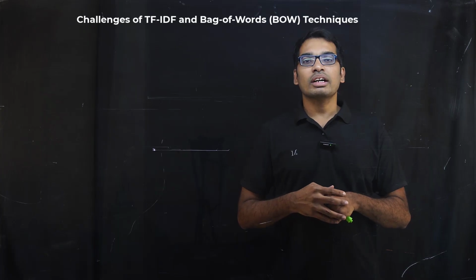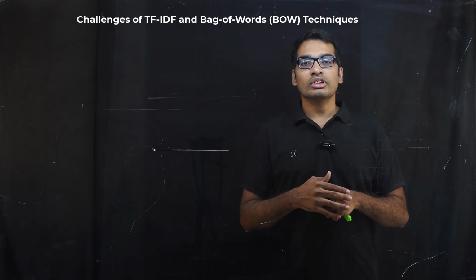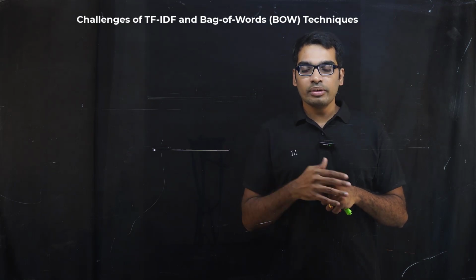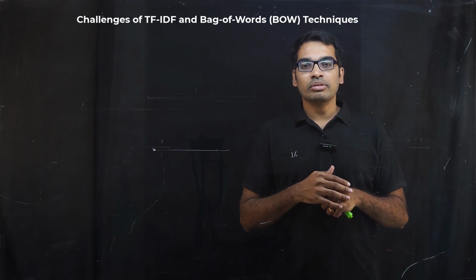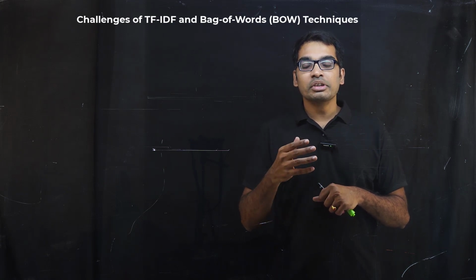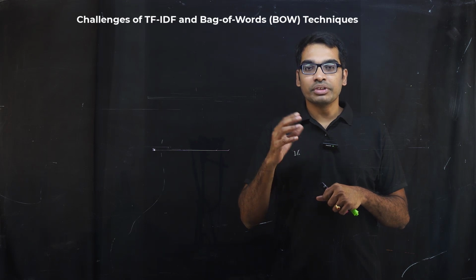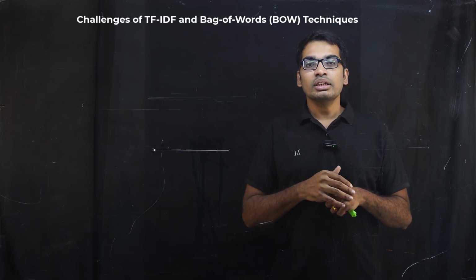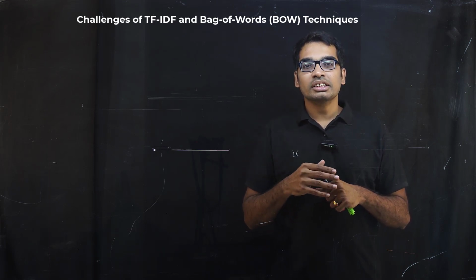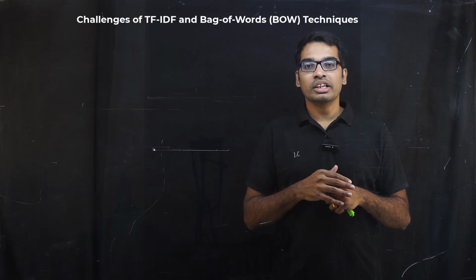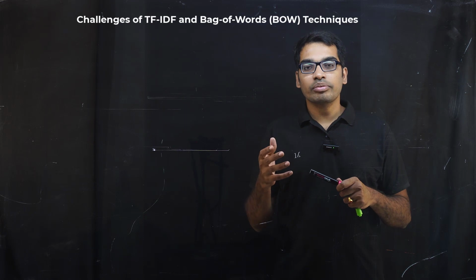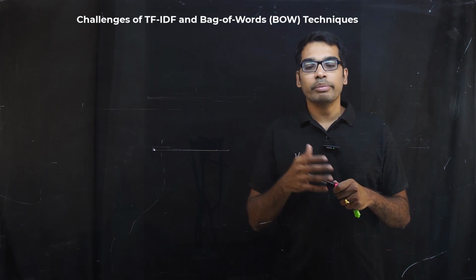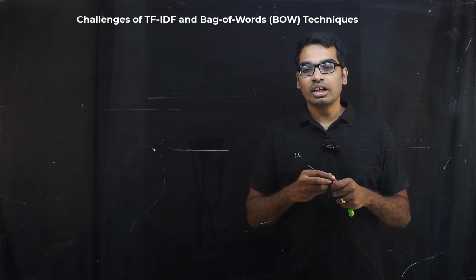So far, we have learned TF-IDF and bag-of-words methods. TF-IDF handles things in a better way compared to the bag-of-words approach, since it considers the frequency within the document and across the documents. However, there are a few challenges which we need to address when we move to advanced word embeddings. What are the challenges for term frequency, inverse document frequency, and the bag-of-words approach? We will see now.